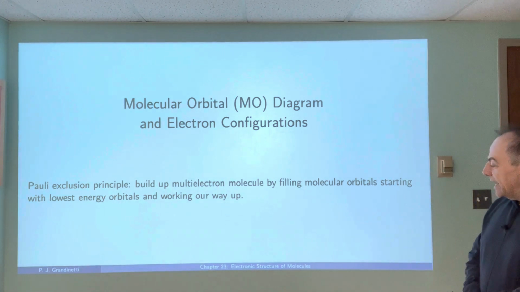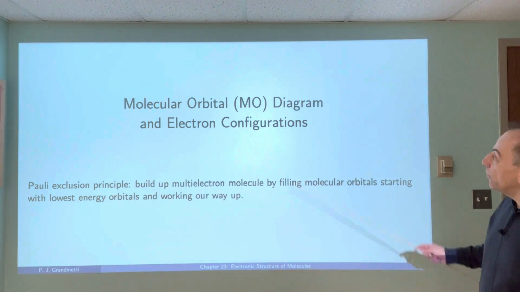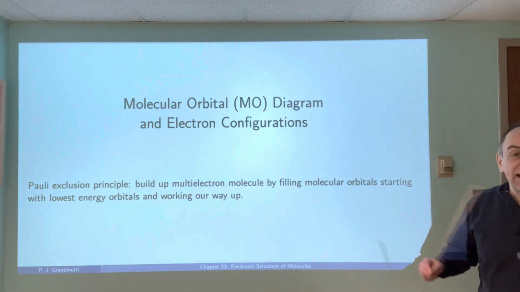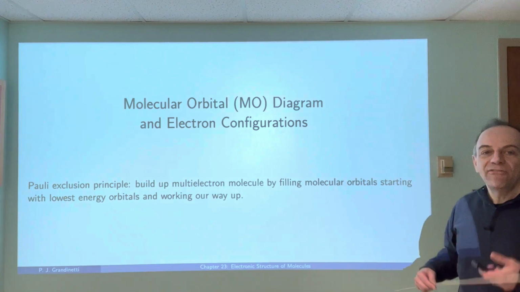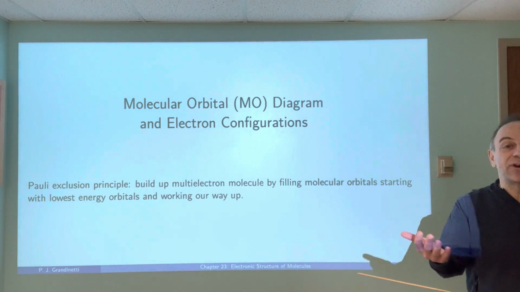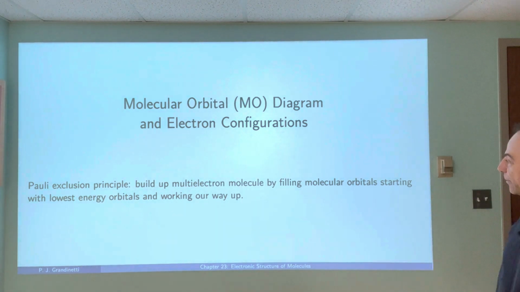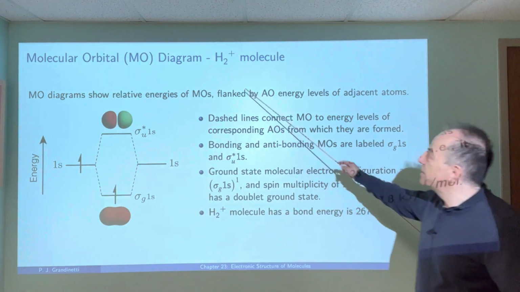Welcome back. In this chapter, we're going to continue on the electronic structure of molecules. Now we're going to look at molecular orbital diagrams and how you can determine the electron configuration. We're going to do this very similar to the way we build up electron configurations in multi-electron atoms using the Pauli exclusion principle.